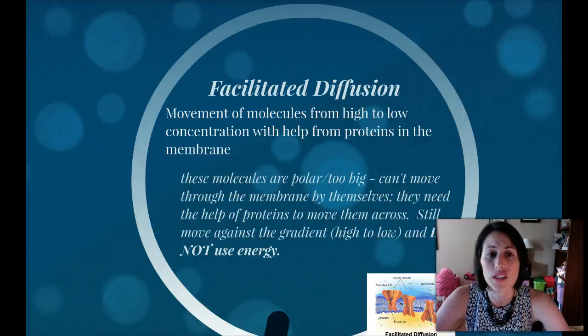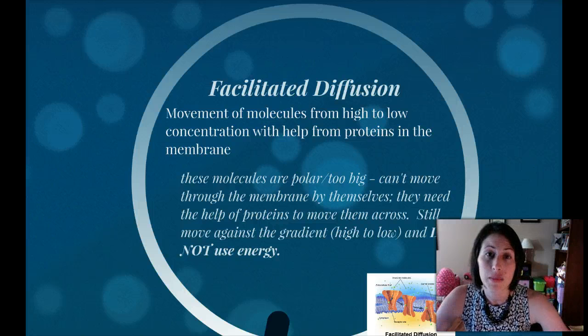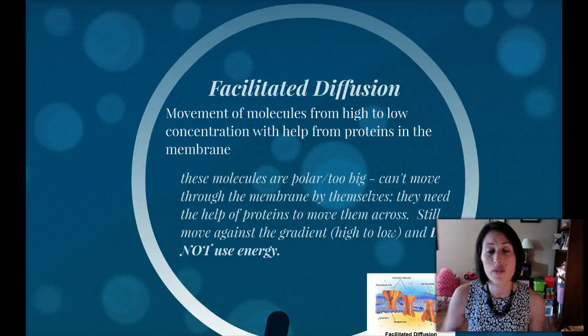The last one that I wanted to talk about today was facilitated diffusion. Facilitate means help, okay? So this is diffusion with help. We still have the movement of molecules from high to low concentration. We're still not using energy. The difference is this type of diffusion uses help from proteins in the membrane, okay?